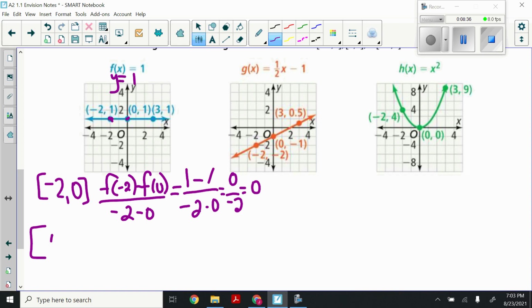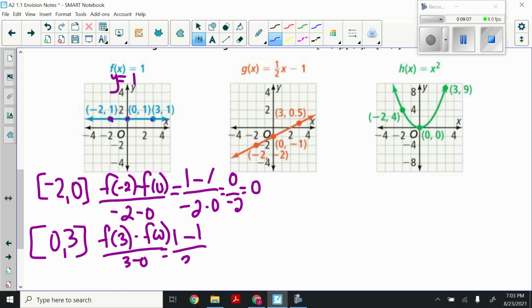Next interval was from 0 to 3. This time, to show you that it doesn't matter, I'm going to do f of 3 minus f of 0 over 3 minus 0, because it doesn't matter which one of these I start with, as long as whichever one I use first on top, I use the same first one on the bottom. So f of 3 means when x is 3, what is y? It's 1. When x is 0, what is y? 1. Over 3 minus 0, which is 3. On top, 0 over 3, this also has a slope of 0.